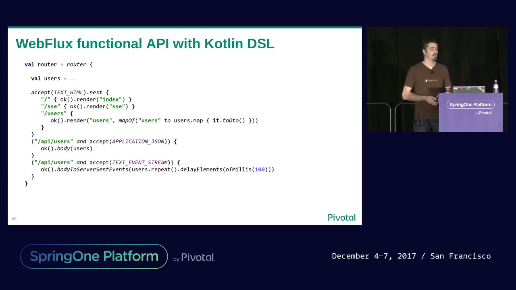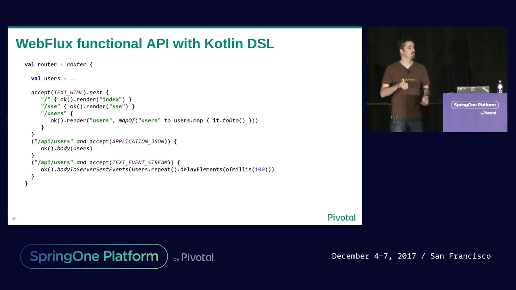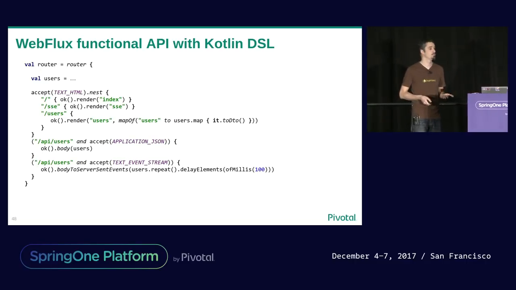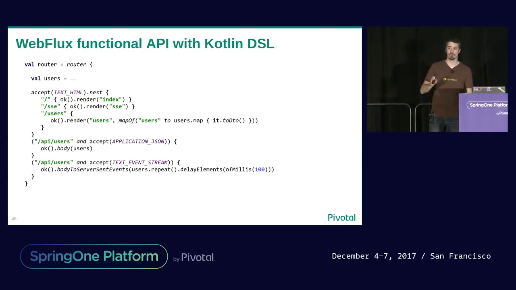You can see that we can nest request predicates. If you have a look at accept text HTML, that's a common request predicate that will apply to all the nested ones. So here is basically an equivalent of /, and accept text HTML, and /sse, and accept text HTML. You can nest request predicates with any number of levels, and that allows you to write quite complex mapping logic in a more readable way.